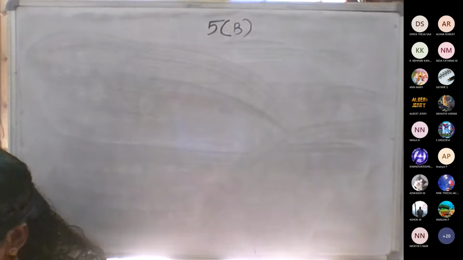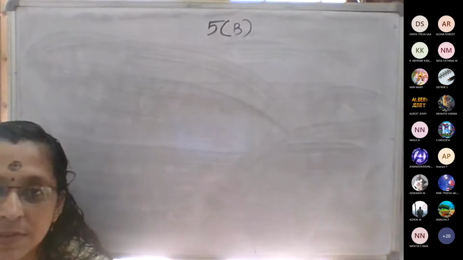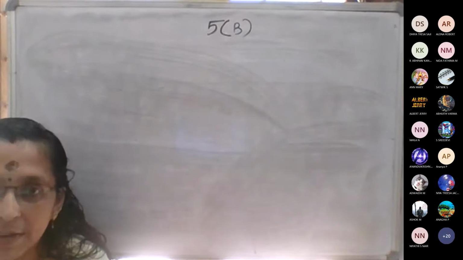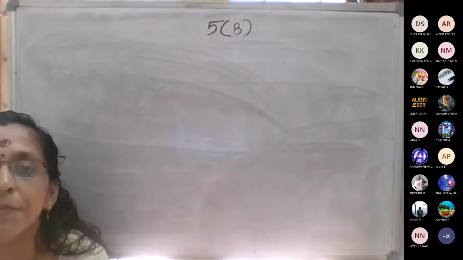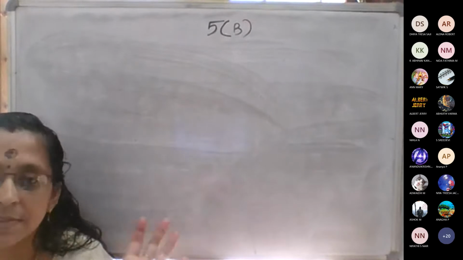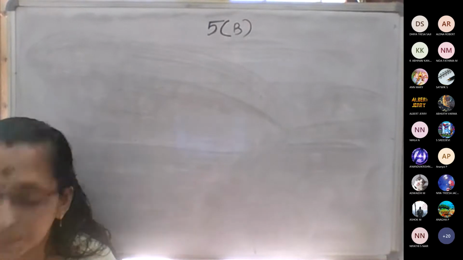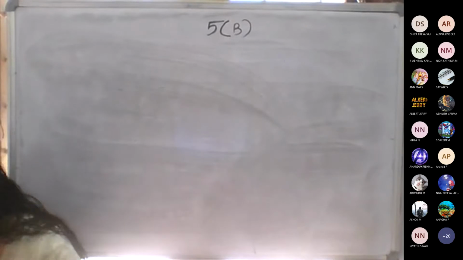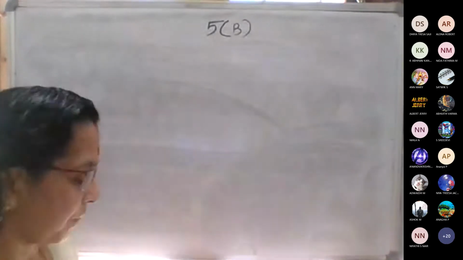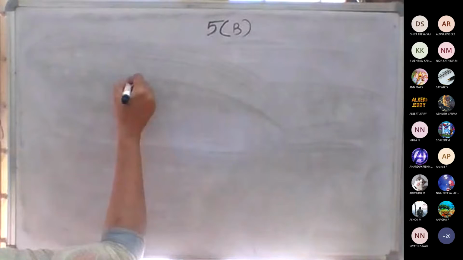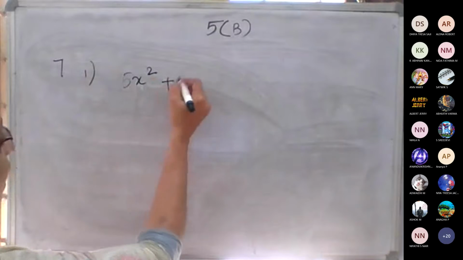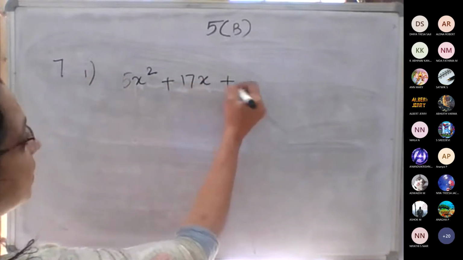So which are the questions? 1, 2, 3, 4, 5. Among those 5 questions, which are the questions we can factorize? If it can be factorized, we have to find the factors. For that, look at example 7, first question: 5x square plus 17x plus 6.